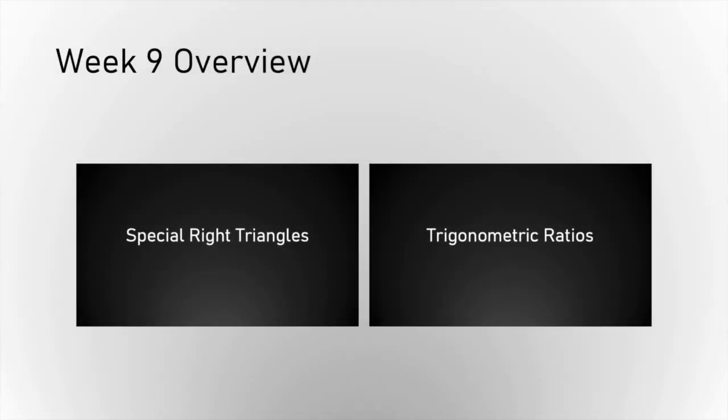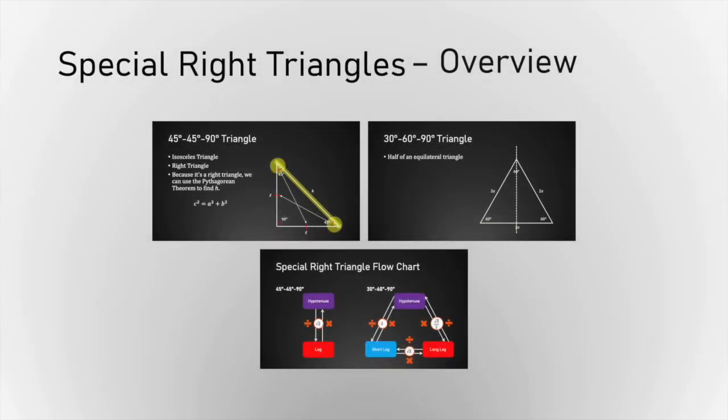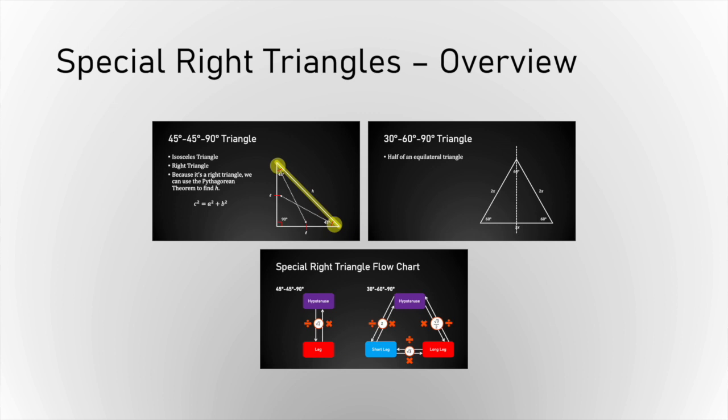This week we talked about special right triangles and trigonometric ratios. We're going to jump right into special right triangles. We'll talk about the 45-45-90 triangle and the 30-60-90 triangle, and then we're going to make a flow chart.